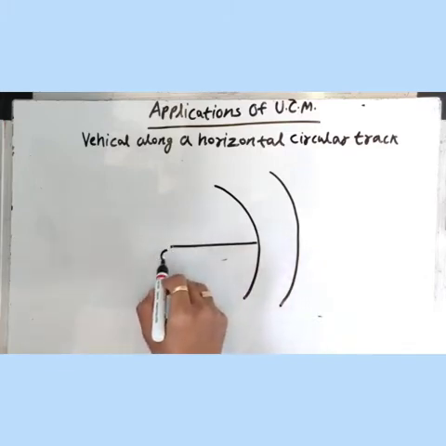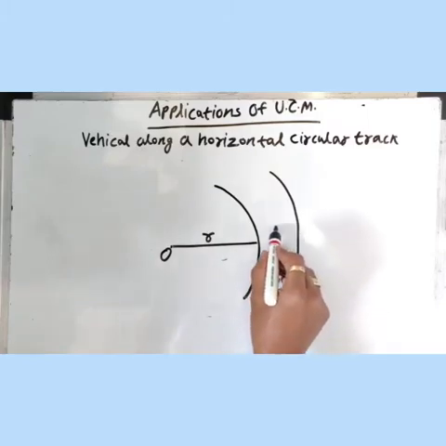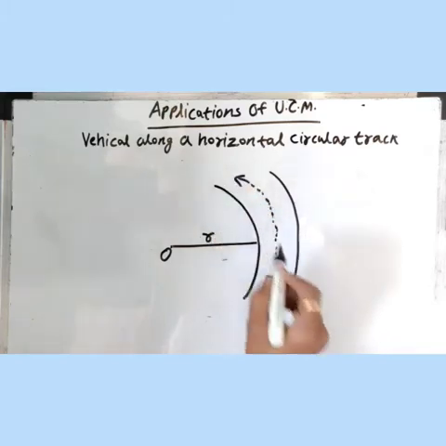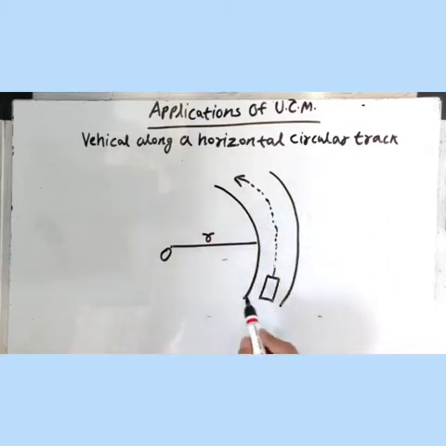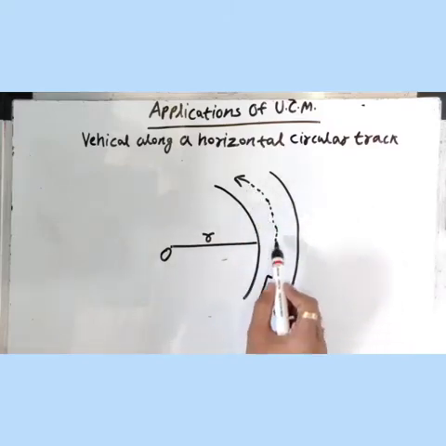This is the center of the road, and imagine the radius of this curved road is r, and a vehicle of mass m is moving along this curved road. Now in order to move along this curved road, at every instant the vehicle must be changing its direction. It means when the vehicle is moving along this curved path, the vehicle is performing circular motion.